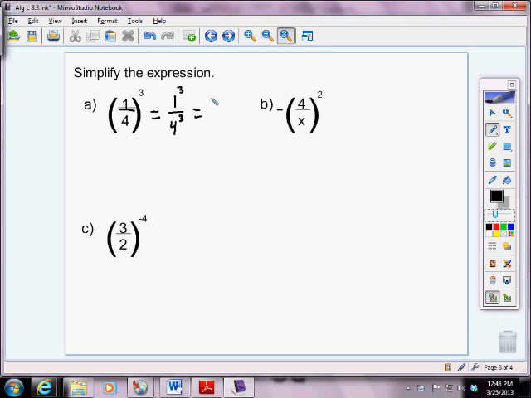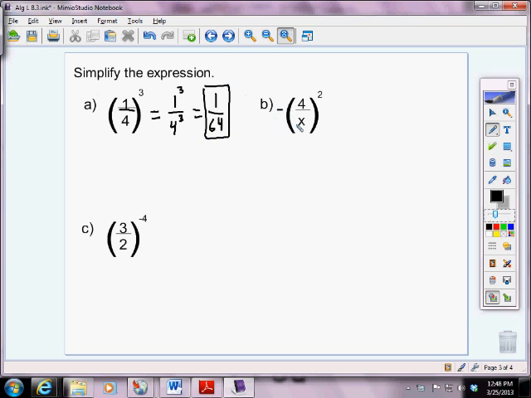Now 1 to the third, well, 1 times 1 times 1 is 1. 4 to the third, 4 times 4 times 4. Well, 4 times 4 is 16, times 4 ends up being 64. Again, that's a pretty small number. We should go ahead and write it as 1 over 64.